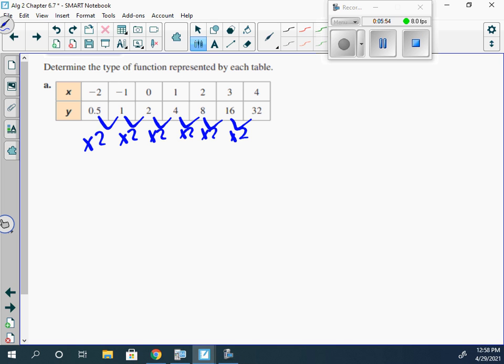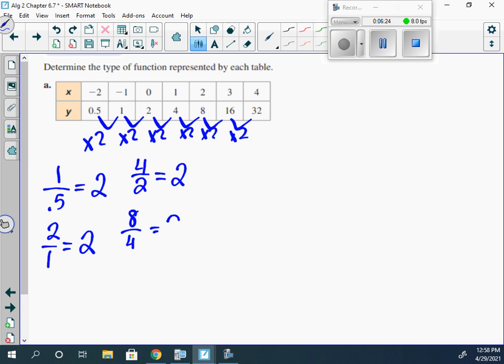So what it has is a common ratio, that the ratio for many of these numbers is always going to be the same. And the way we can look at ratios is take the new over the old. So we can do 1 divided by 0.5, which works out to be 2. We can do the next one. 2 over 1 is 2. 4 over 2 is 2. Then we'd have 8 over 4, which is 2. 16 over 8 is 2. And last but not least, 32 over 16 is 2.